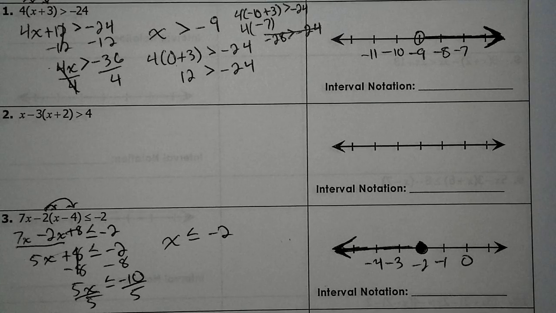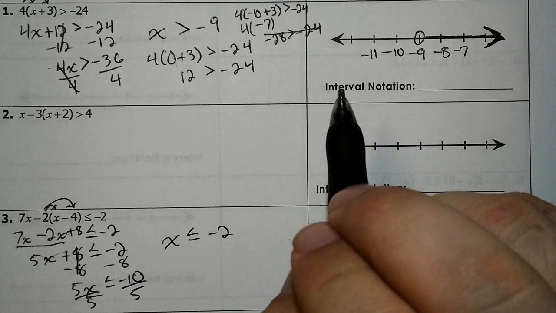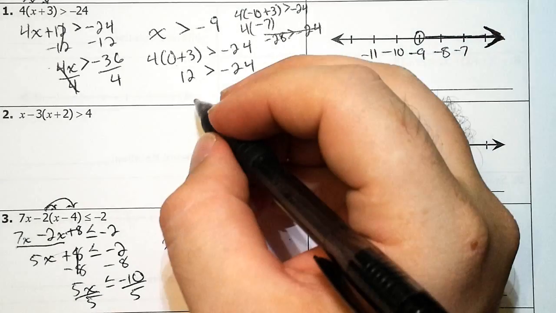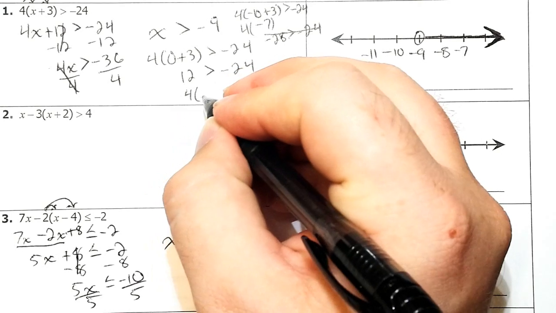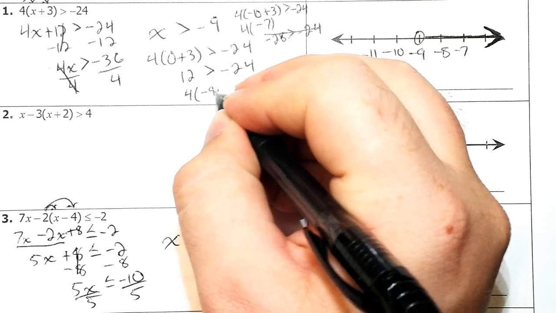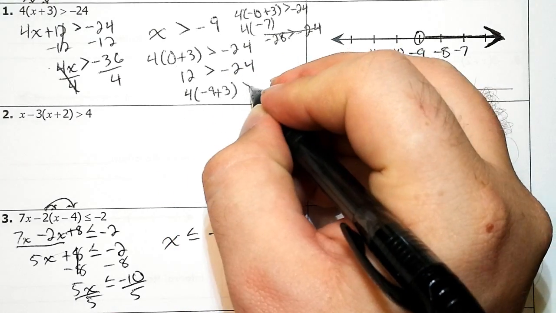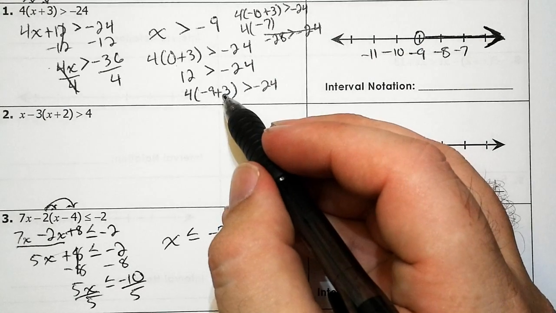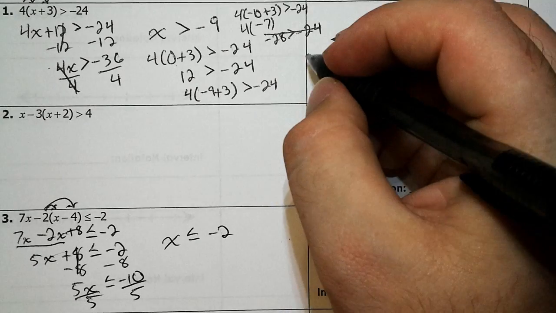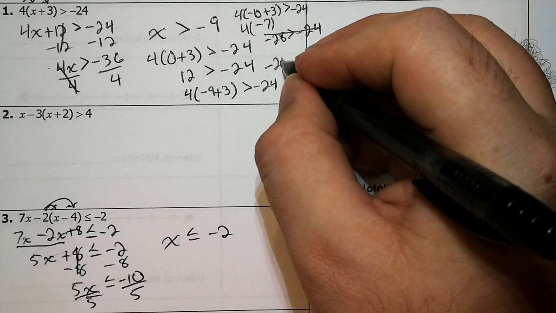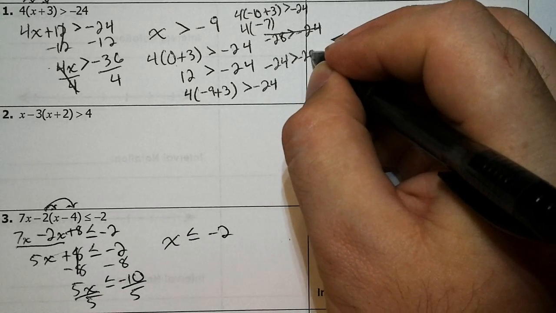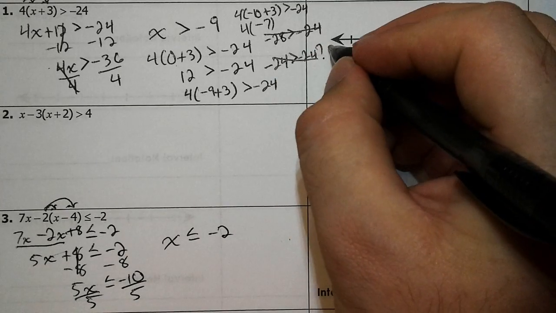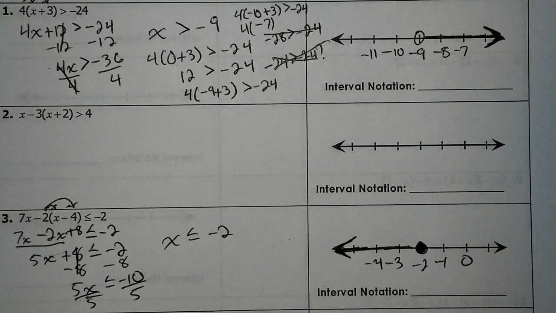And here is why. So earlier we didn't include negative 9. Let's try plugging negative 9 in. So let's do 4 times negative 9 plus 3 and see if that's greater than negative 24. Well, negative 9 plus 3 is negative 6. 4 times negative 6 is negative 24. So is negative 24 greater than negative 24? No, those are equal. So that doesn't work. That's why we cannot include negative 9.